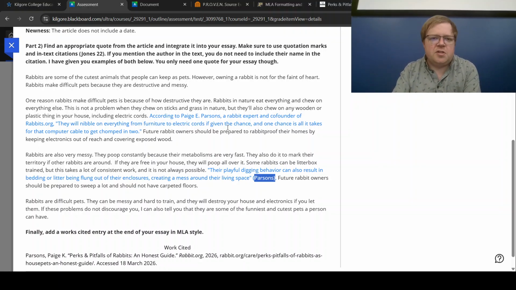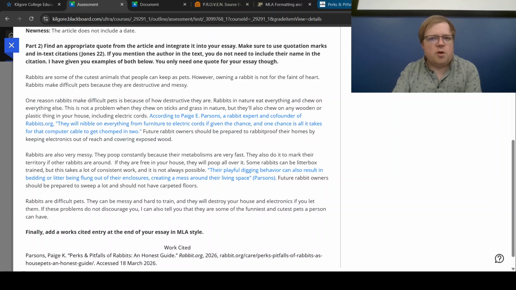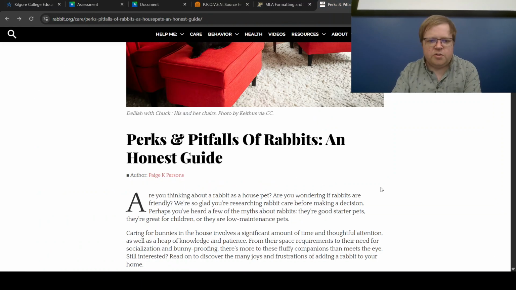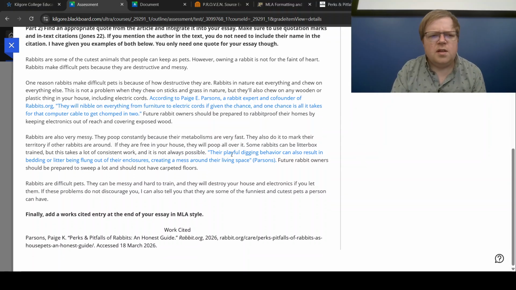So what you're going to need to do is find a quote for each of your paragraphs, somewhere in the article that you've chosen, and use that in your paper. Just insert it wherever it feels like it would work. Make sure that it's ones about the same topics that your paragraphs are about.